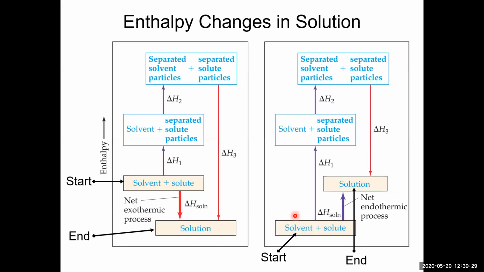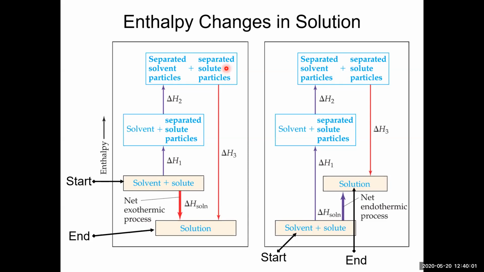Okay, looks kind of complicated, but not that complicated. There's 2 cases here. Let's look at the one on the left. Here's our starting point before anything happens. This is the energy that we have to put in to separate the solute particles from each other. That's our delta H1. That's an endothermic step, so enthalpy going up, adding energy. We have to put more energy in to separate those solvent particles from each other. If it's water, we're breaking some hydrogen bonds between water molecules.